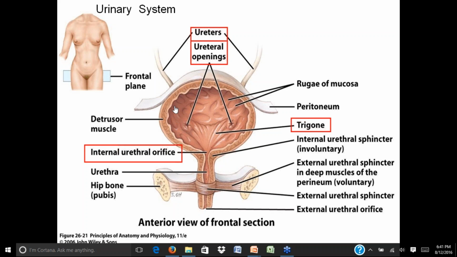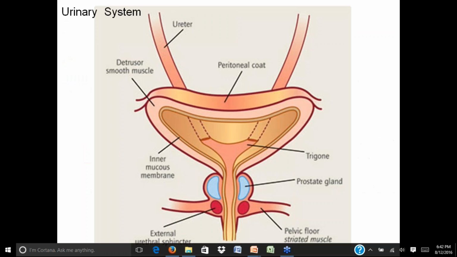Okay, one more thing here. The ureters are not going to drain into the urinary bladder on the top. They are going to get behind the urinary bladder, and that is the level here, here, and here. What we call the ureteral openings is where the urine is going to drain. So that is what we call the trigone. Can you see the shape of a triangle? So it looks like a triangle, right? So that is called the trigone. Okay, so let's keep going.